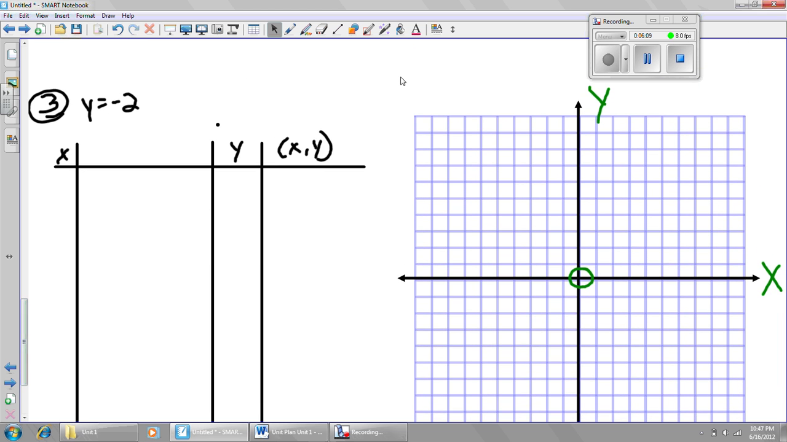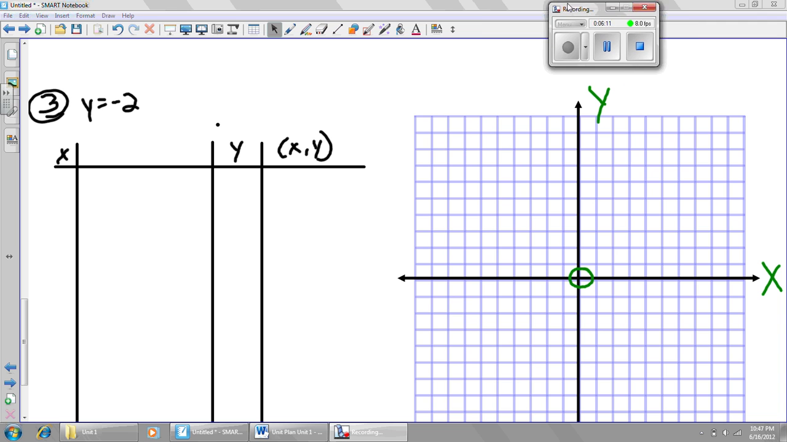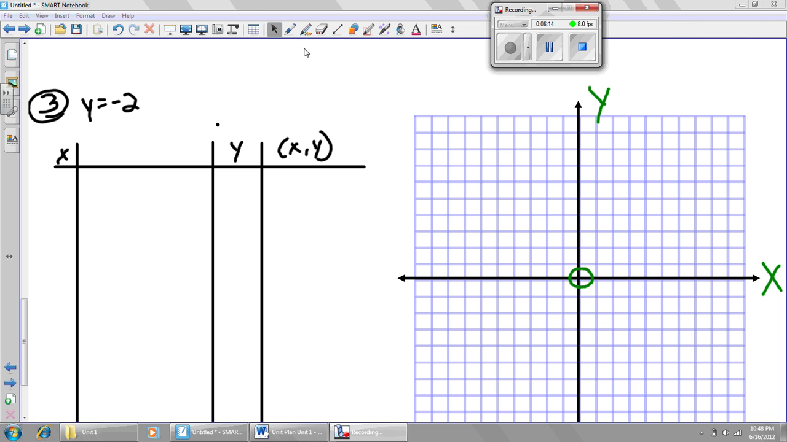Okay. Let's see what you can do with this one. The equation is y equals -2. I'm going to be quiet. You can go ahead and pause. See if you can come up with a T-table for it and a graph. And then when you're ready, unpause the video.